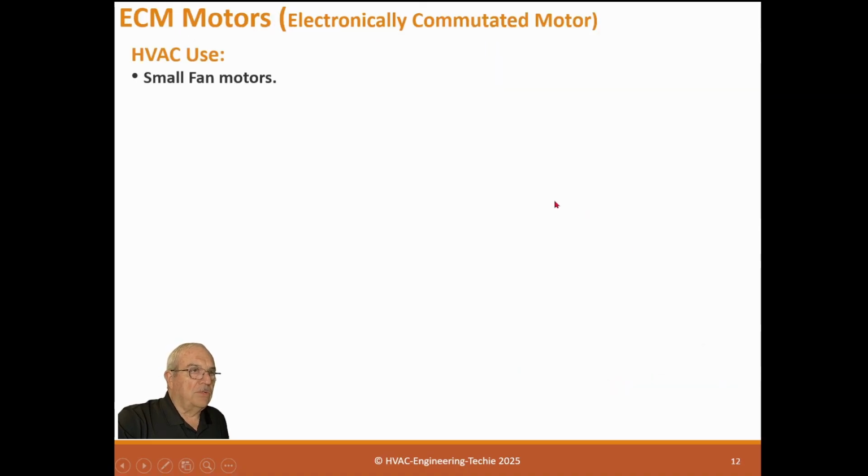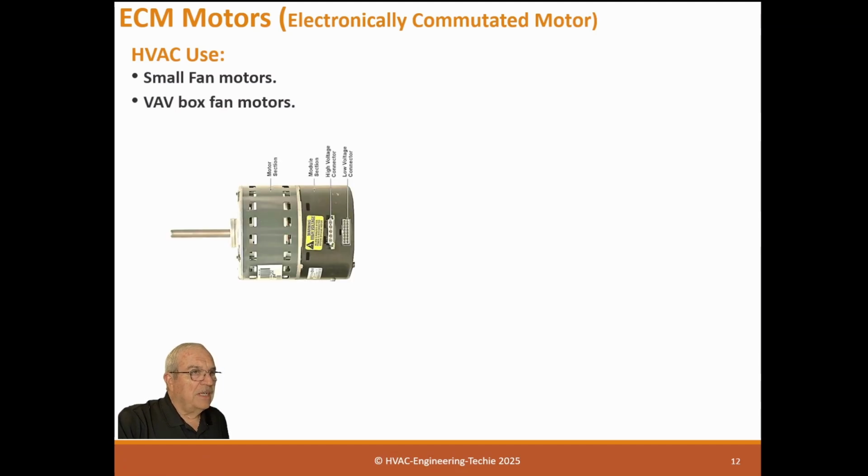So ECM motors, electronically commutated motors. They're small fan motors. I'm not seeing them used on any pumps yet, but small fan motors. And what they do is they have this motor up here, a standard fan motor, and then they have this small thing on the back, which is actually a variable speed drive. And the variable speed drive drives this motor, but they're specially mated to the motor and there's special control configurations.